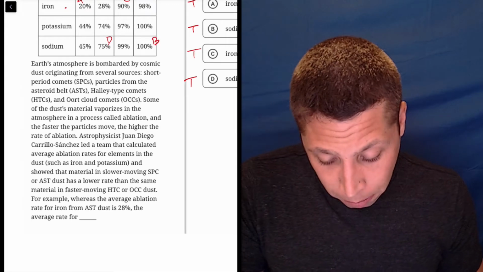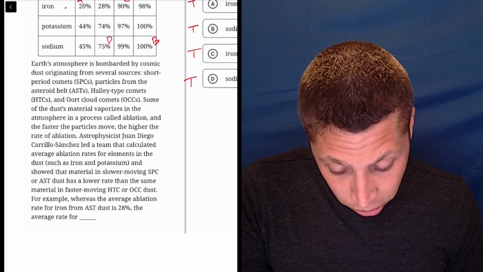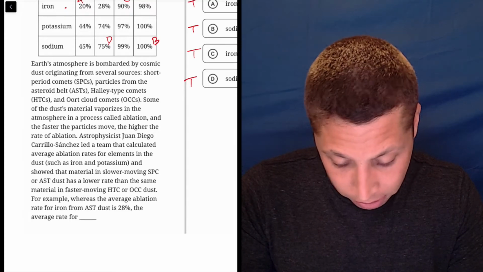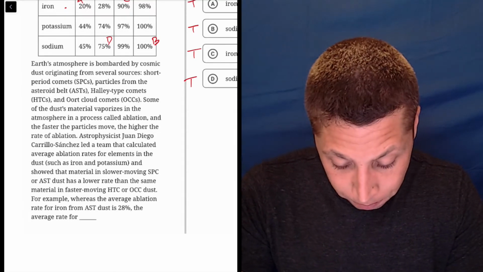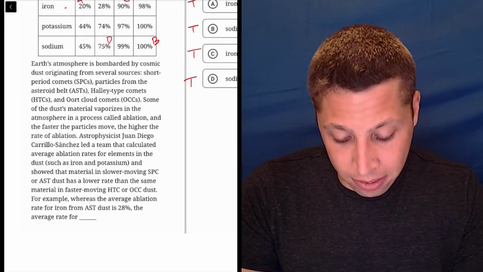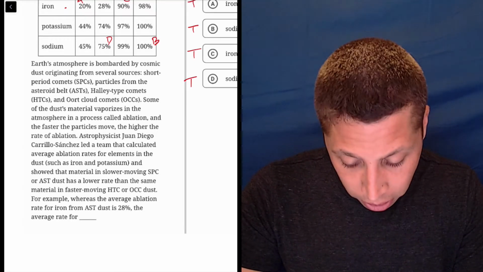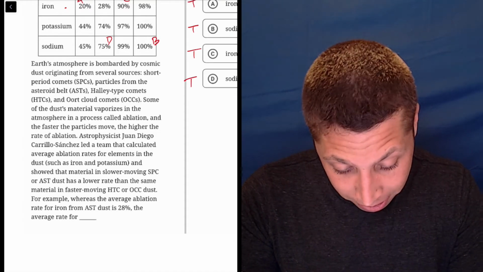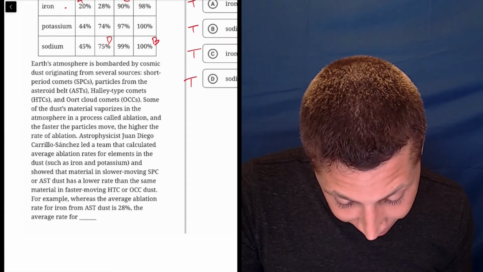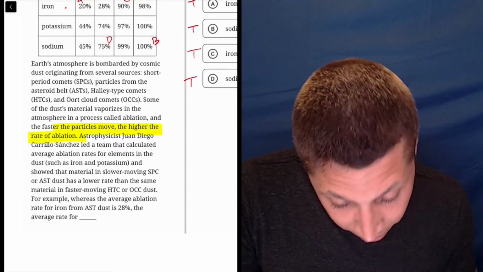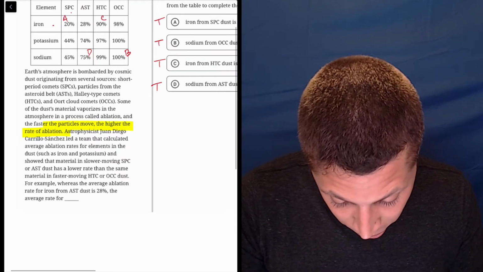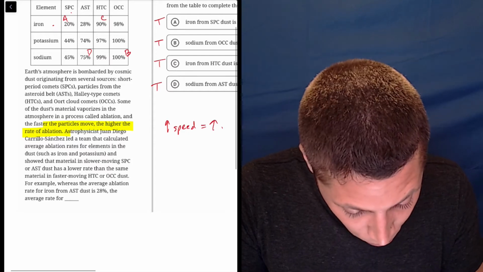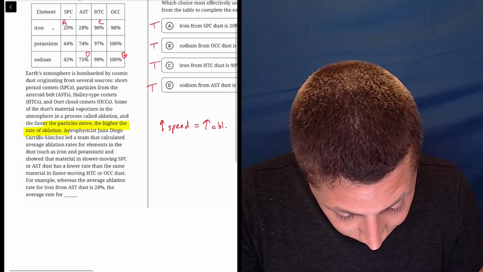Earth's atmosphere is bombarded by cosmic dust originating from several sources. Short period comets, SPCs, particles from the asteroid belt. Okay, so this is just telling me what all these things mean. I don't care. Some of the dust material vaporizes in the atmosphere in a process called ablation, and the faster the particle moves, the higher the rate of ablation. So that seems important, right? Let's write that down. The faster it moves, so higher speed equals more ablation, whatever that is.